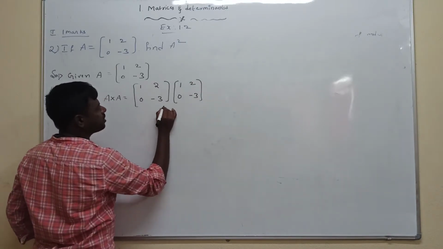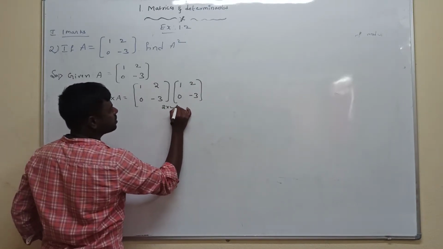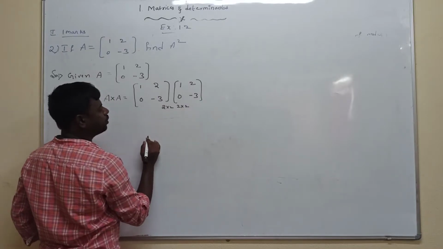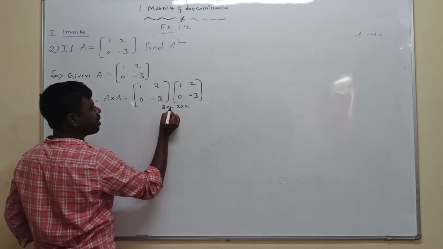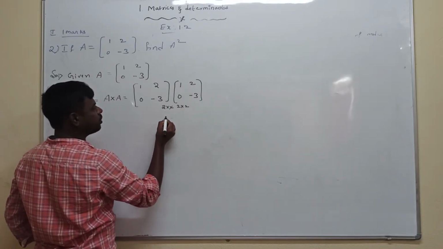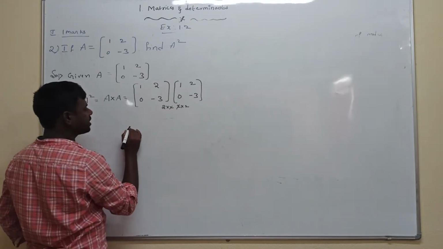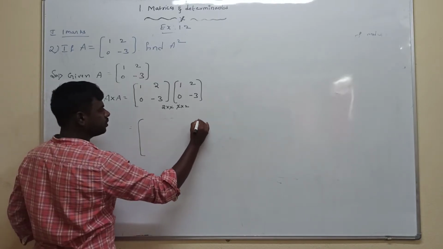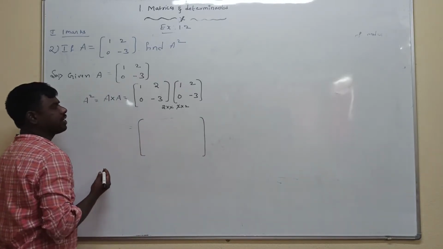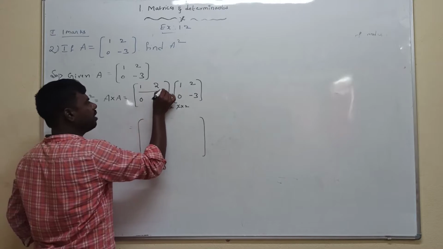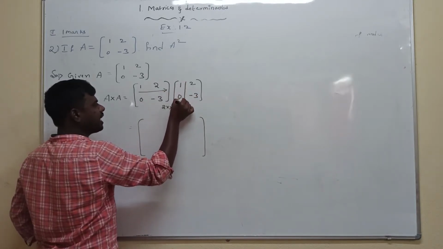Now, the order of this matrix is 2 by 2. This one also has order 2 by 2. So the product will exist because the number of columns in the first matrix is equal to the number of rows in the second matrix. Both are equal, and we get the resultant matrix of order 2 by 2. Now, take the first row in the first matrix, and the first column in the second matrix.